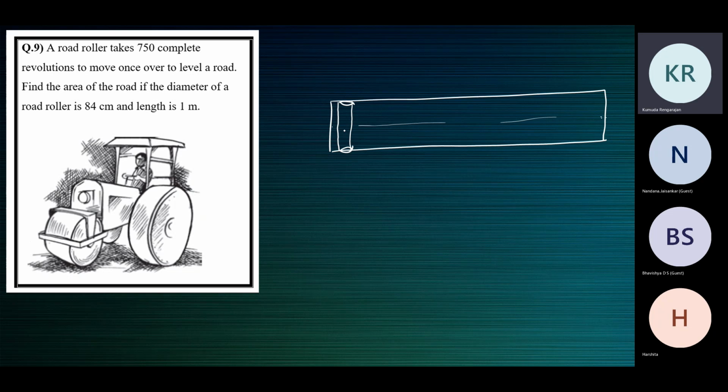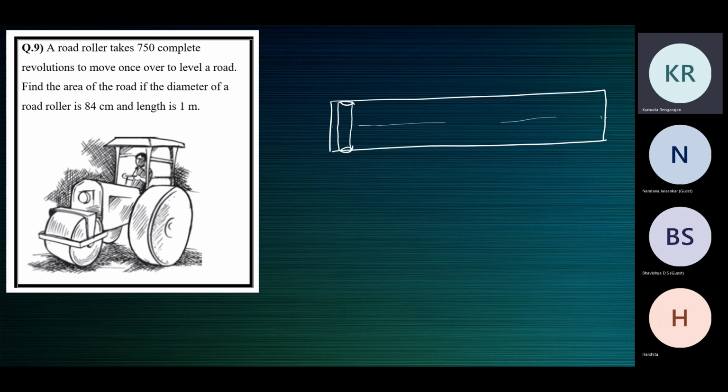Now, in one revolution, understand that the circular ends of the cylinder will not touch the road. What rolls over the road? Only the curved surface area. The curved surface area of the cylinder will rub and go over the road. The circles on the two ends will not come in contact with the road at all.